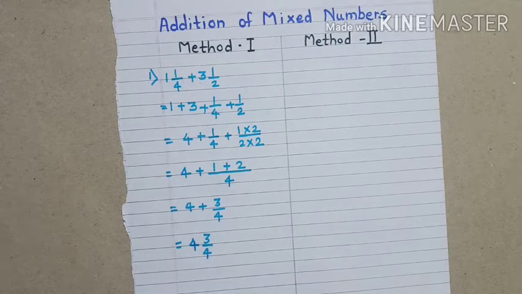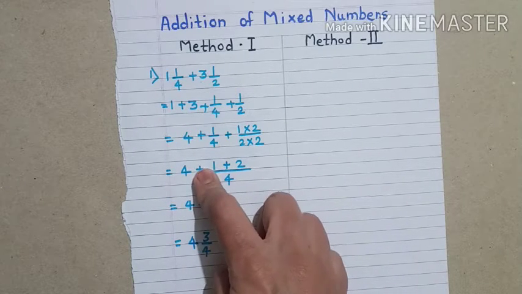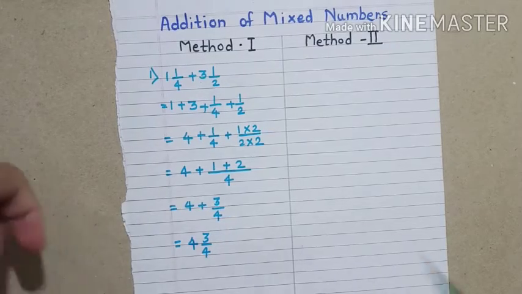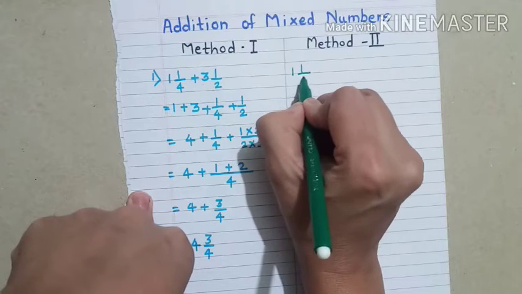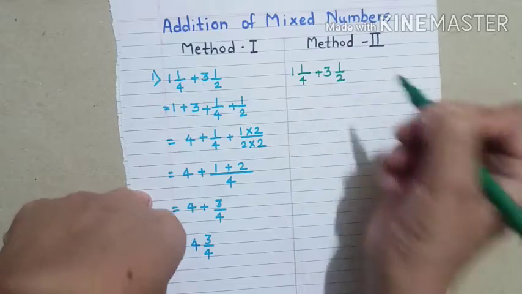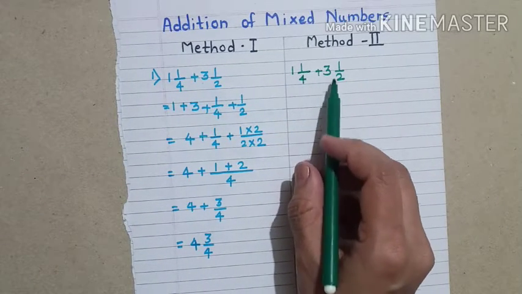Thus we add the mixed numbers by method 1. This is method 1. We can add these mixed numbers by another method also. Let's take this example again. 1 integer 1 upon 4 plus 3 integer 1 upon 2.